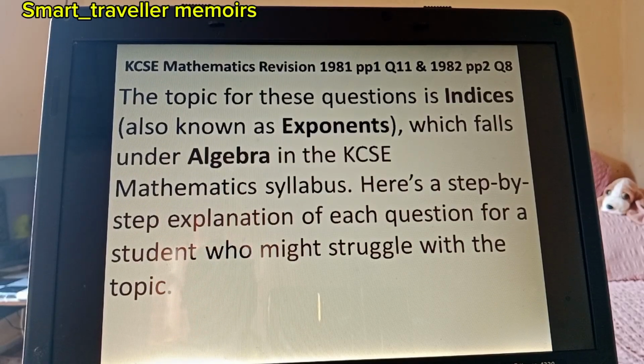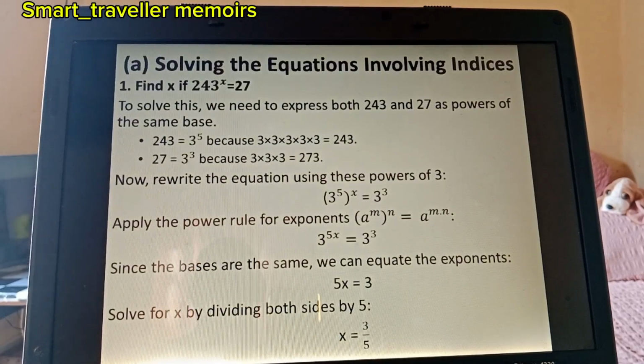The topic from where these questions were taken is indices, and the indices are also known as exponents, which falls under algebra in the KCSE mathematics syllabus. Here is a step-by-step explanation of each question for a student who might struggle with the topic.